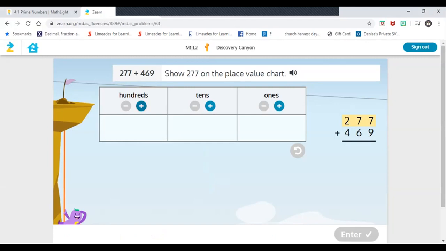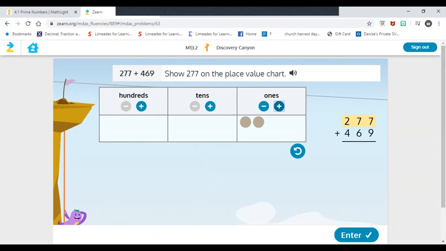So first I'm going to start with 277. So in my hundreds place value, let's start with the ones. In my ones place value, I have 7 ones. In my tens place value, how many tens do I have? Yes, 7. So I'm going to put 7 tens. 5, 6, 7. And then I go to my hundreds place value. And how many hundreds do I have? 2. Good job.